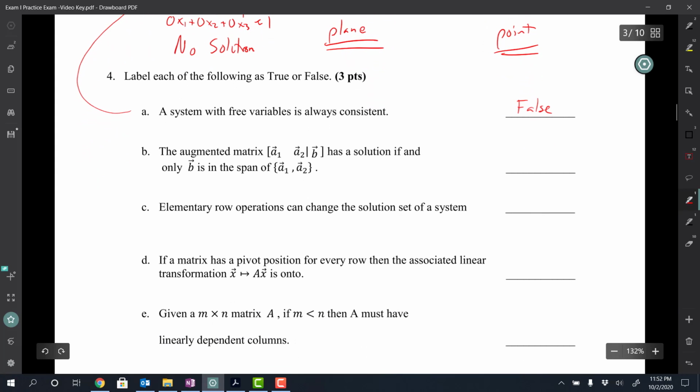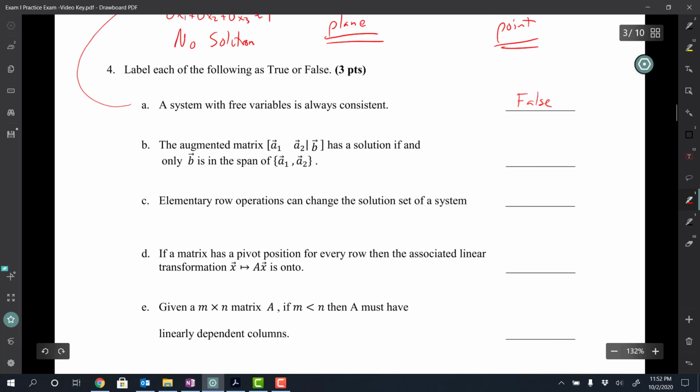Part B on the true and false says the augmented matrix has a solution if and only if B is in the span of the set A1 and A2. Well, the span is the set of all linear combinations, so that would be some number times the vector A1 plus some number times the vector A2. So if B was in the span, there would be a linear combination that would bring me to B. That just means that B is in the span if and only if there's a solution to this vector equation.